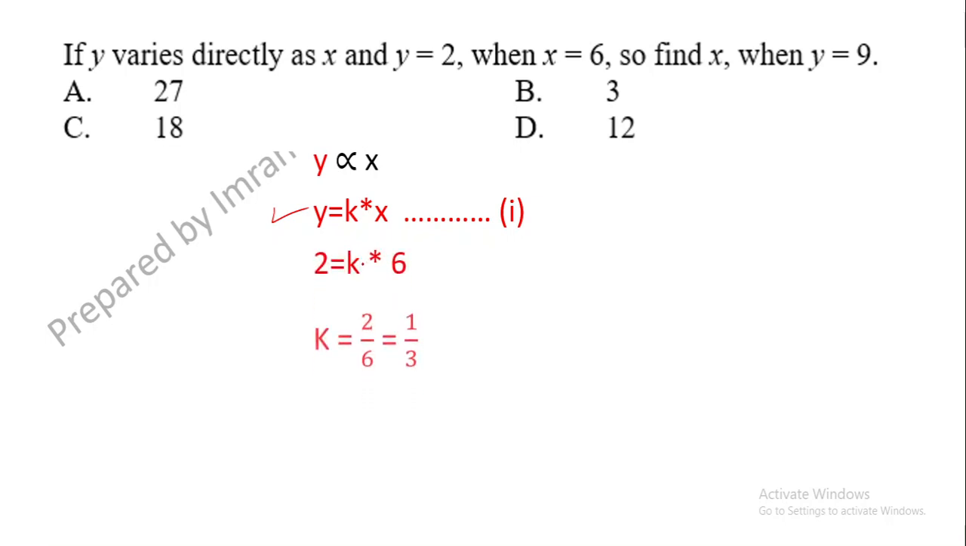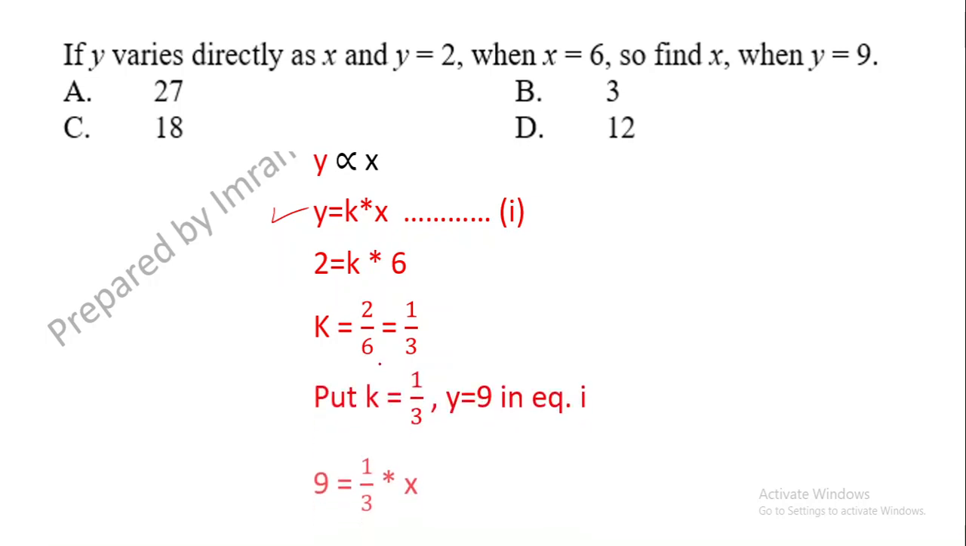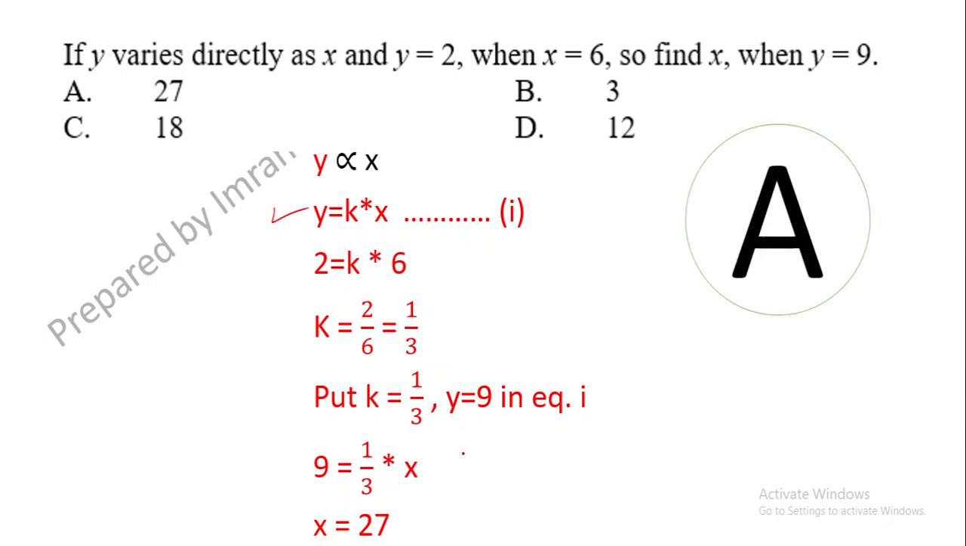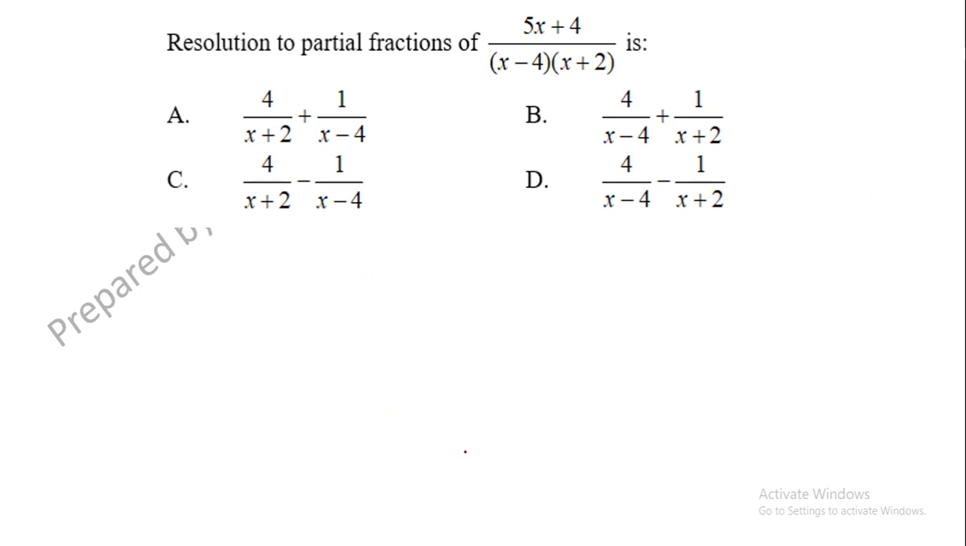You will get the value of k. Now put the value of k together with y in equation number 1. He is asking you to find the value of x. Be very careful. So this is division, on the other side multiplied, so the value of x is equal to 27. Find the option 27. So you know this is the complete solution of the question, so you have to solve this question before you answer. So the right option is A. The next question says resolution of the partial fraction.